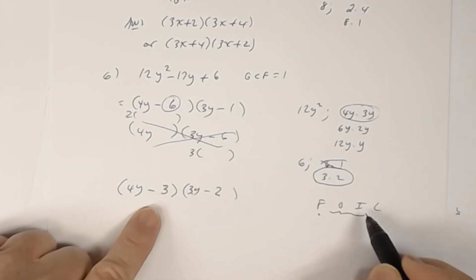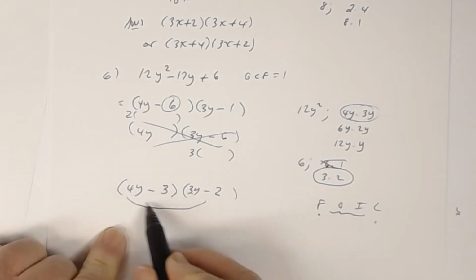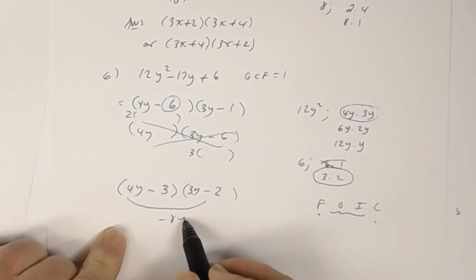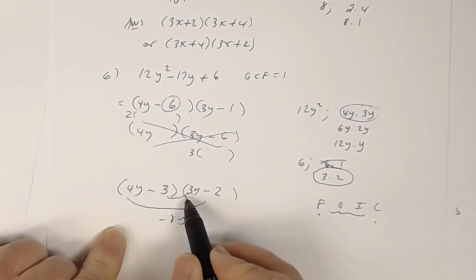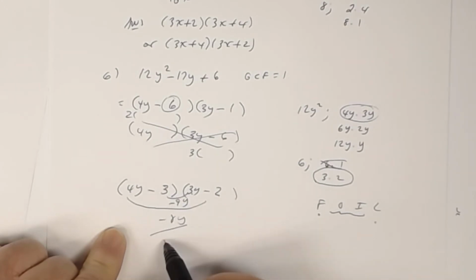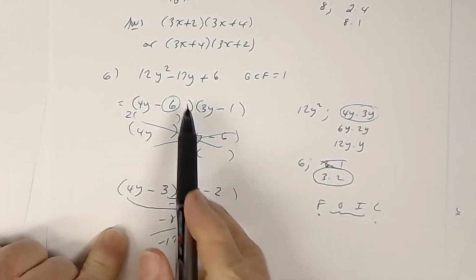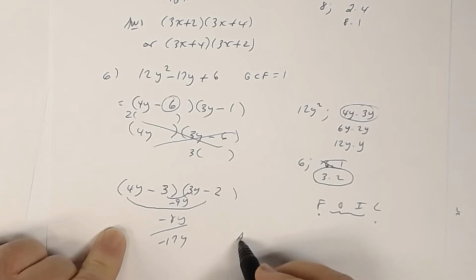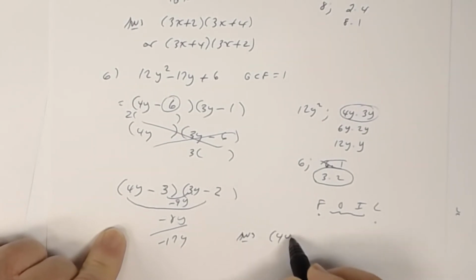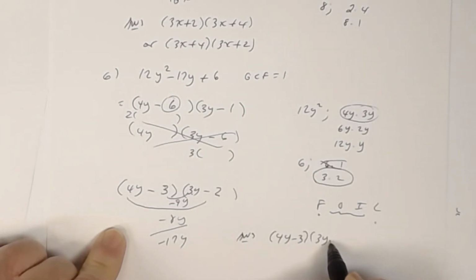Let's try the outer and the inner. The outer, 4y times negative 2 is a negative 8y. The inner, negative 3 times 3y is a negative 9y. And when I add them up, I do get negative 17y, and that's what you wanted. So the answer will be 4y minus 3 times 3y minus 2.